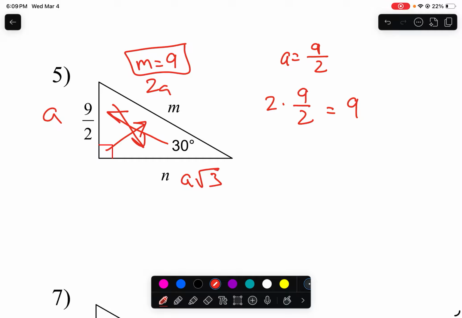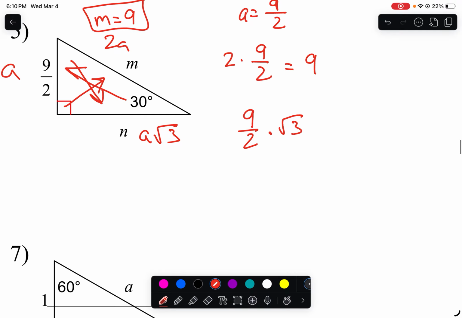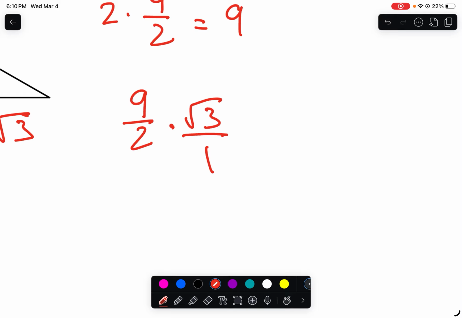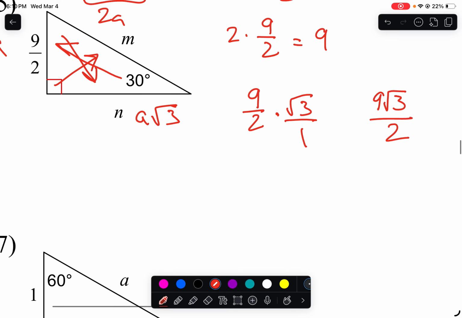Then, for n here, I have to take my a value and multiply it by root 3. Well, if my a is 9 over 2, I do 9 over 2 times root 3. Well, you can turn anything into a fraction by putting a 1 underneath it. I just get 9 root 3 all over 2. And that is what n is.